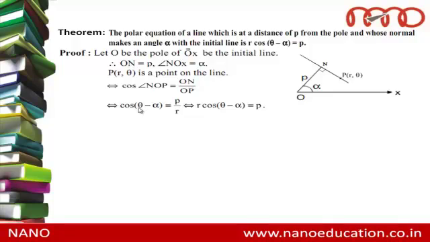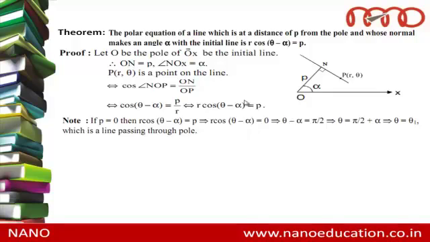That is cos(theta minus alpha) is equal to p by r, or r cos(theta minus alpha) is equal to p. Now this we can say is the equation of a straight line whose normal is making an angle alpha with the initial line, and it is at a distance of p from the pole.